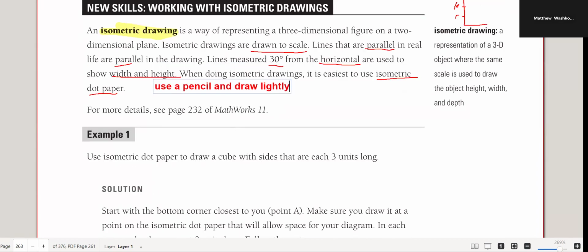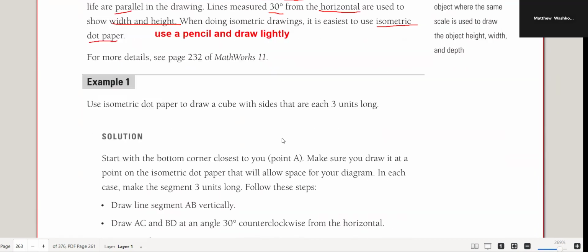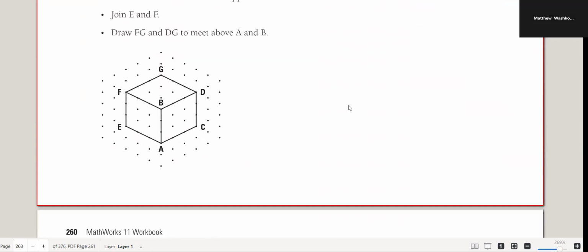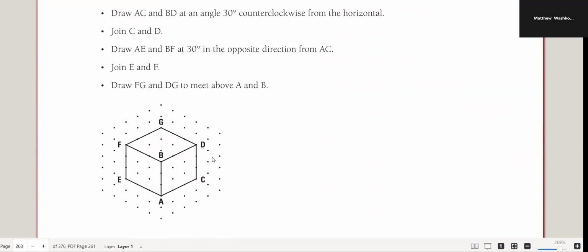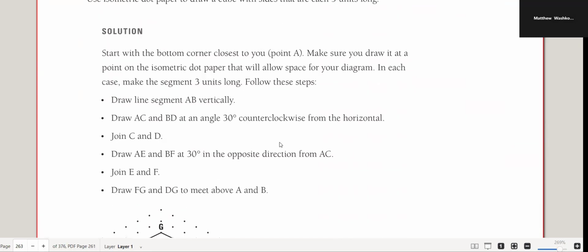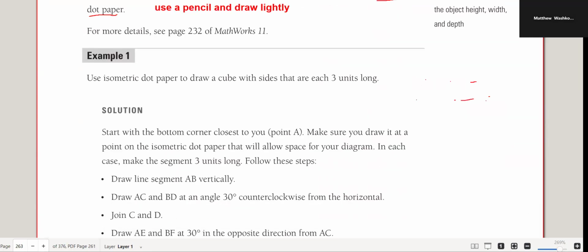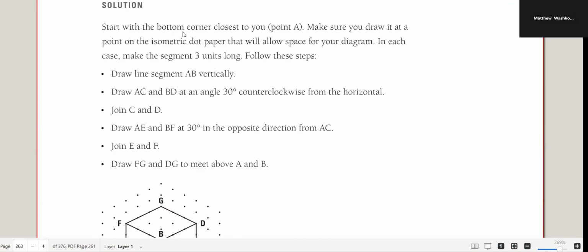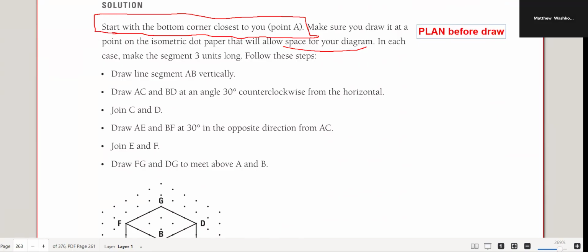So I want to use my isometric dot paper to draw a cube with sides that are 3 units long. In this case, all I can really do is show this to you. I'm actually going to use these solutions here because you don't have a lot of this isometric dot paper. But you start at the bottom corner that's closest to you. Very key point. I want you to literally box that. That's where we always start. And you want to draw it at a point that will allow space for your diagram. You need to plan before you draw. What's the saying? Measure twice, cut once. It's the same thing here. Plan it. Am I going to have enough room for this?